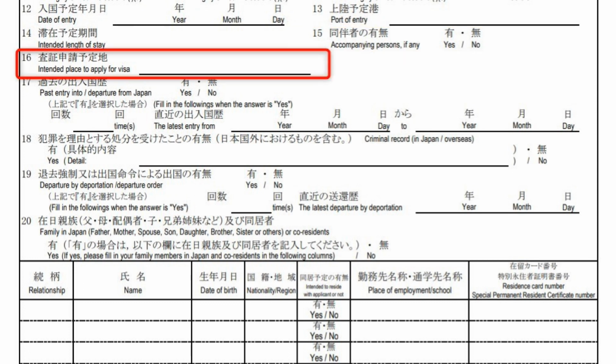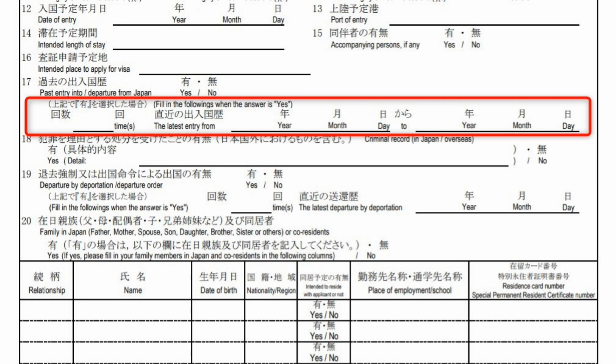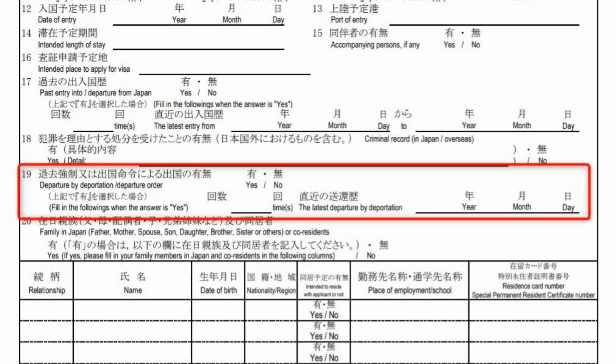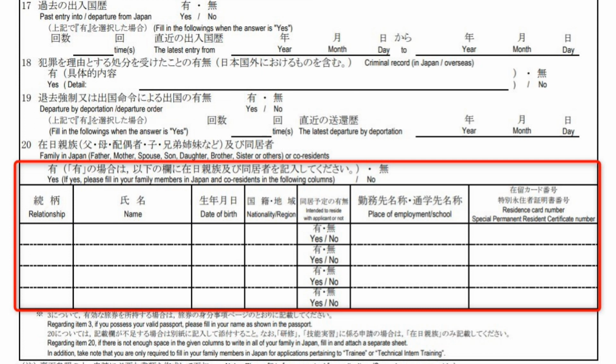Intended place to apply for visa. It is the place where a Japan embassy in your country is. Past entry into Japan or past departure from Japan. If yes, answer these items. Criminal record in Japan and overseas? If yes, explain details. Departure by deportation or departure order. If yes, answer these items. Family in Japan or co-residents. This should be yes, because you are living in Japan as a spouse. Let's move on to the next page.